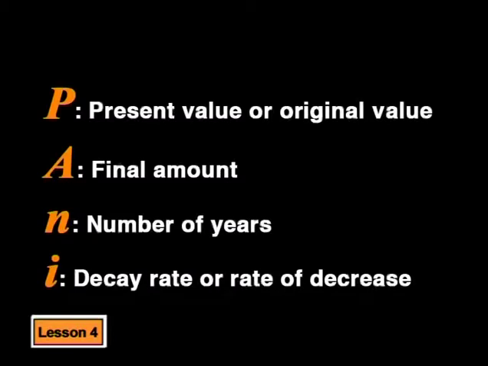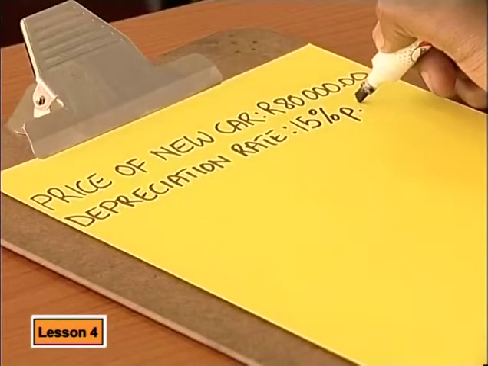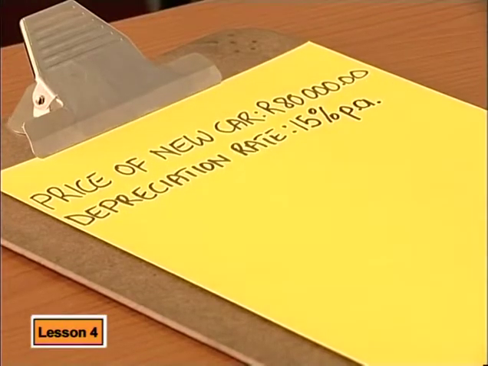Now let's check that these formulae work. We'll use the same car price of 80,000 Rand with a depreciation rate of 15% and see what happens in the 5th year. If the formula is right, then we'll get the same answer we found using the tables. What do you think we need to do first?